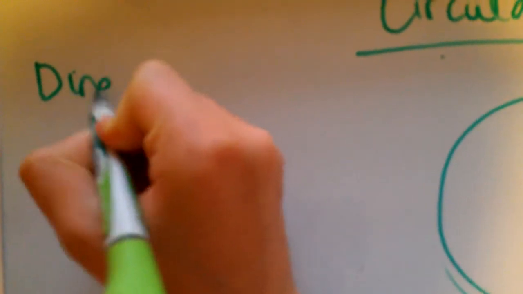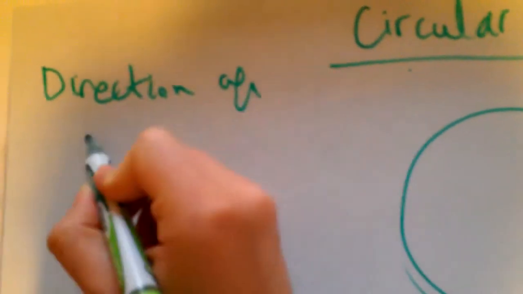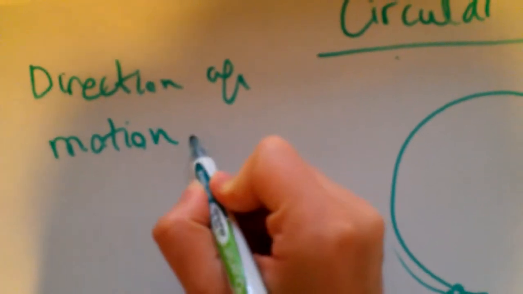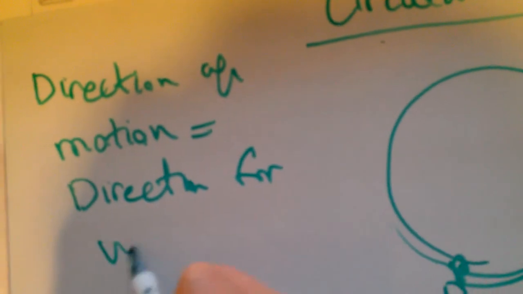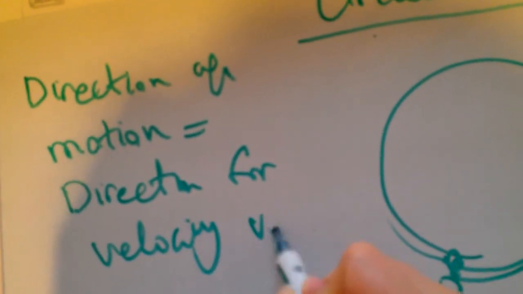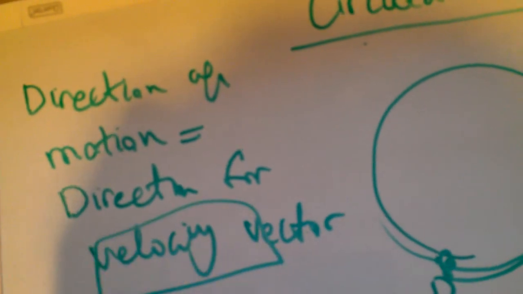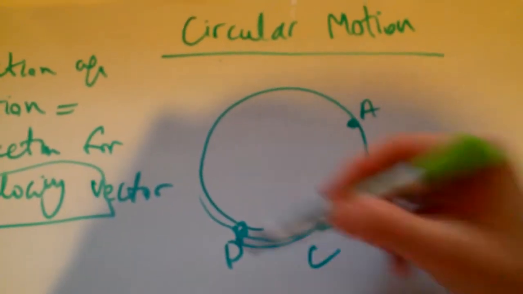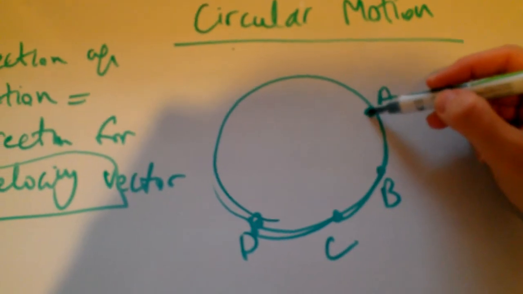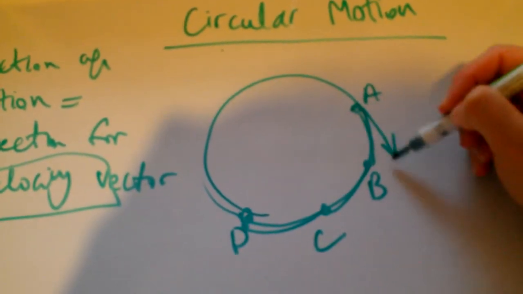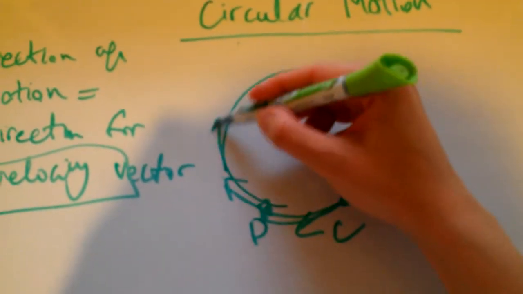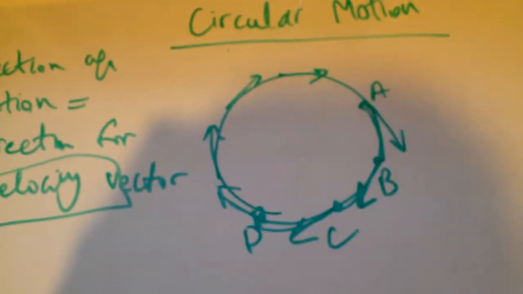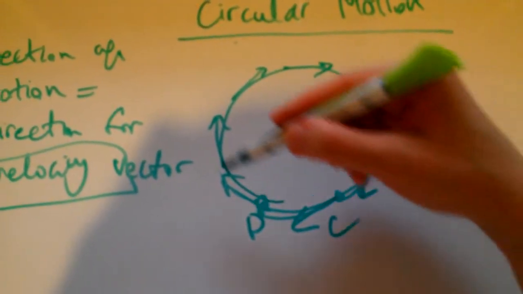If you recall, I said direction of motion is essentially the direction for velocity vector. So here, if I go on a circle and just move on a circle, if I go this way, the direction of my motion tells me the direction for velocity vector. Do you see that? These are all velocity vectors at any point that you like on the circle.